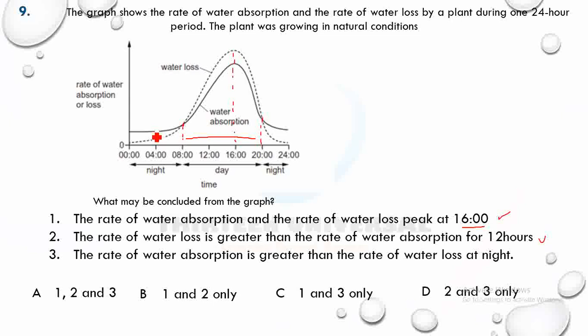Absorption is greater than loss. This is night season. Okay, so absorption is greater. Night season here, absorption is greater. So yeah, 3 of them are correct. Yeah, let's go to the next question, guys.